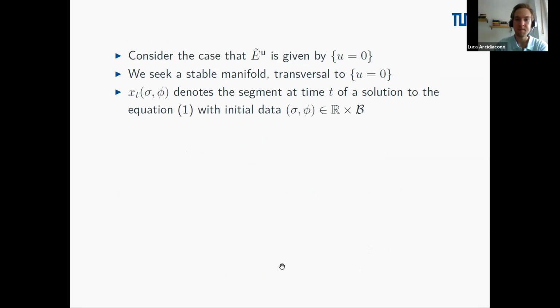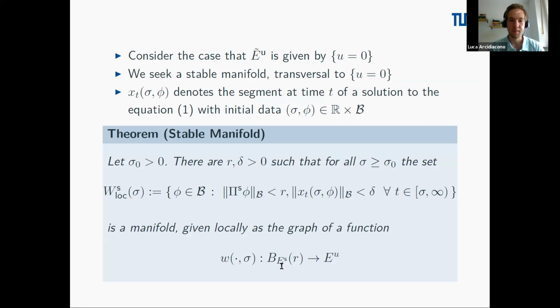Well, let us now assume that the unstable eigenspace is given by the invariant set that was formed by u equal to 0. Meaning that when that is the unstable eigenspace, we want a stable manifold, this will be transversal to the set u equal to 0. And in the following, we just take x_t as the segment that is evolving, outgoing from some initial condition sigma phi. And we were able to show the following theorem.